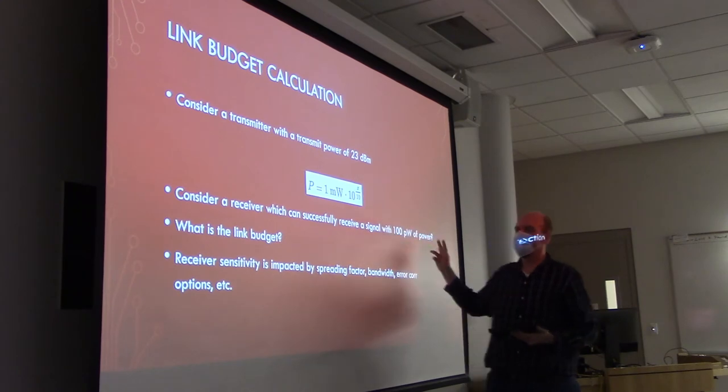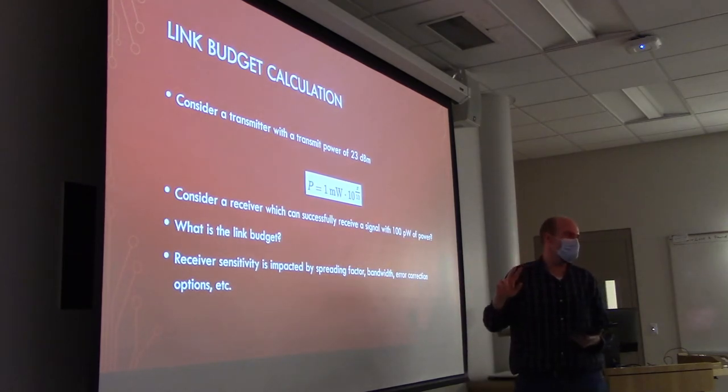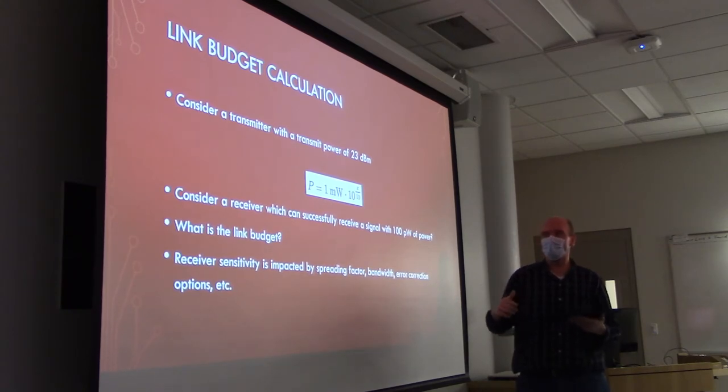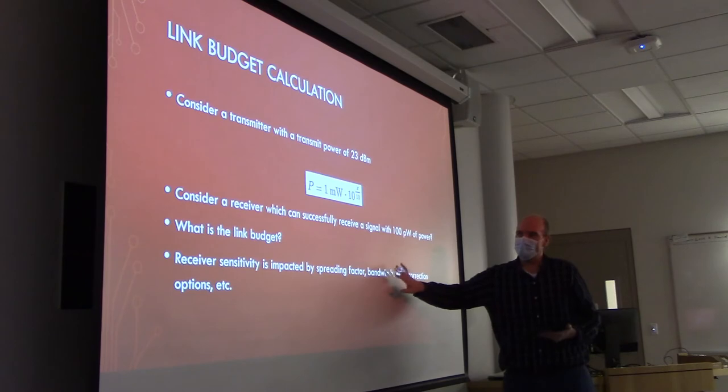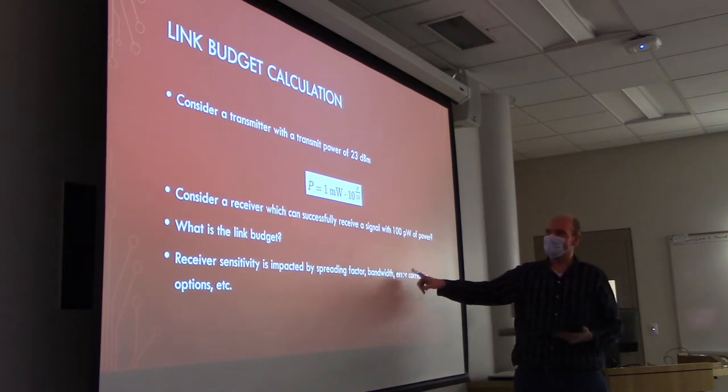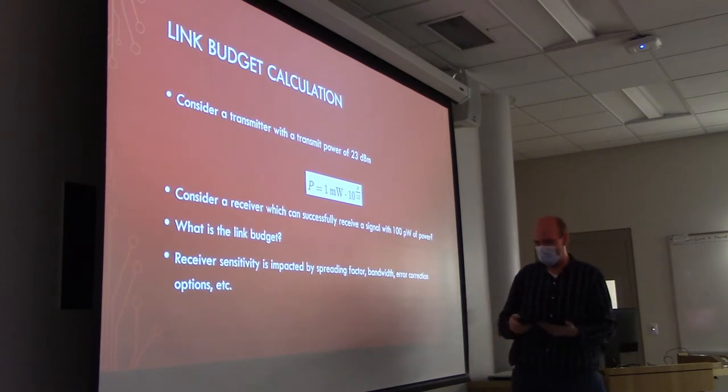So 23 minus negative 120 dBm, you'd have 143 dBm of budget. That's many orders of magnitude of energy that could be lost along the way. And the receiver sensitivity, most importantly, is impacted by spreading factor, bandwidth, and error correction options.